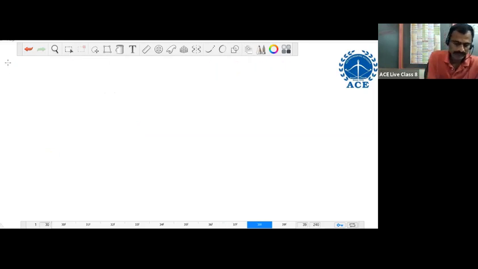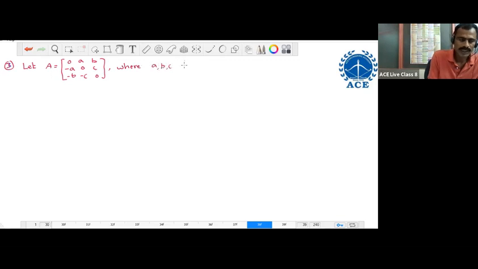Next, problem number 3. Let A equal to the matrix with rows 0, a, b; minus a, 0, c; minus b, minus c, 0, where a, b, c are non-zero real numbers. Then the rank of A is?